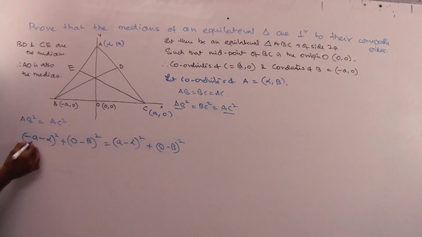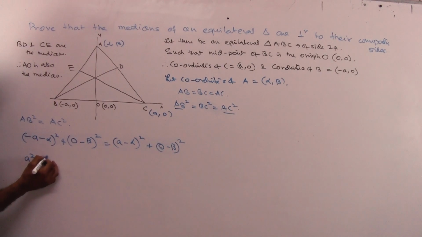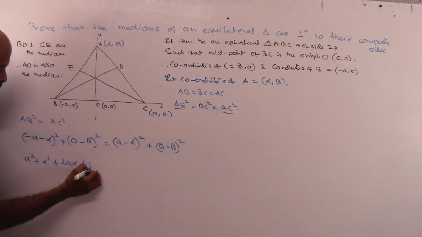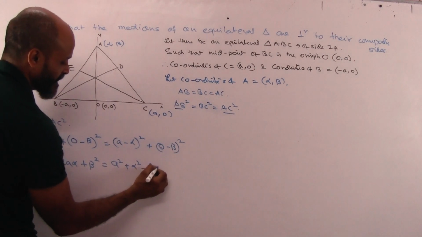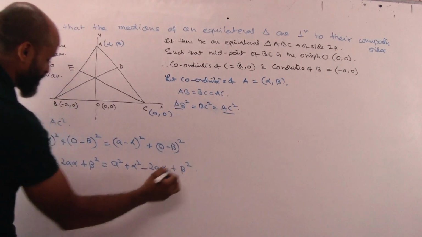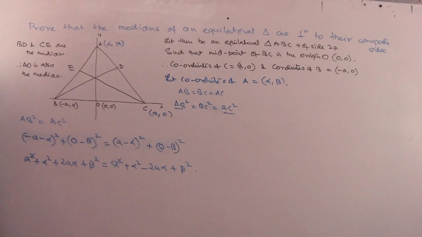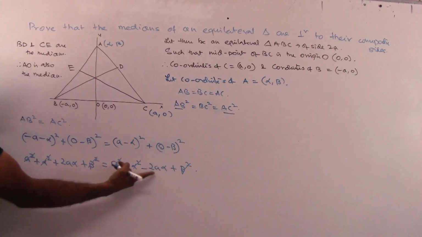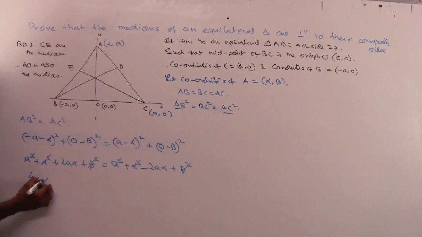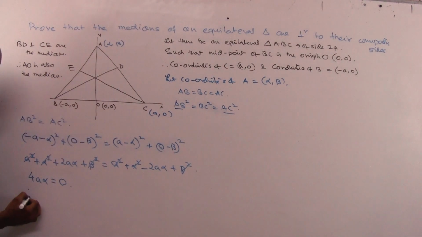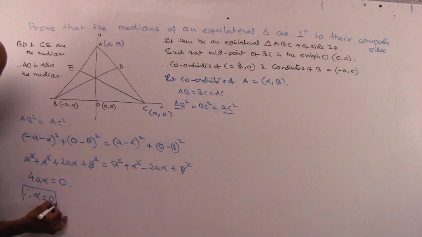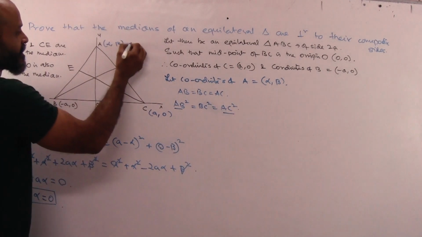So what does this give us? Obviously this minus can be taken as common. So this will be A square plus alpha square plus 2A alpha plus beta square, equal to A square plus alpha square minus 2A alpha plus beta square. So the A square, alpha square and beta square get cancelled. If we transpose the term here, this becomes 4A alpha equal to 0. Now obviously A is not 0, so therefore alpha is 0. So we get one of the coordinates as 0.